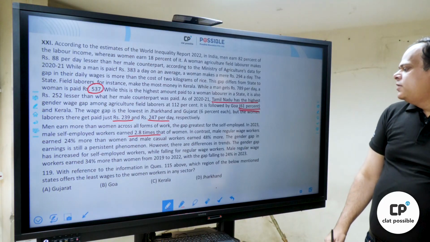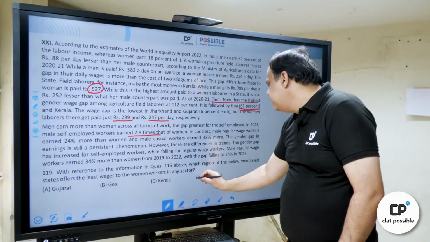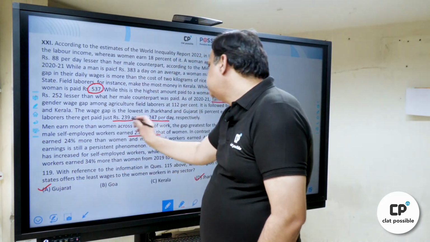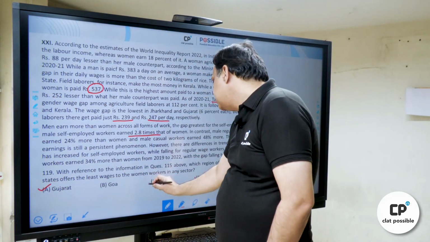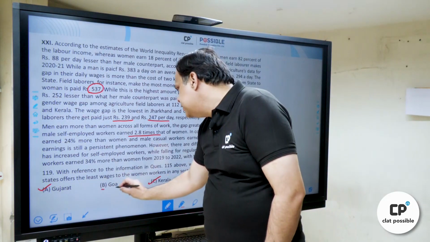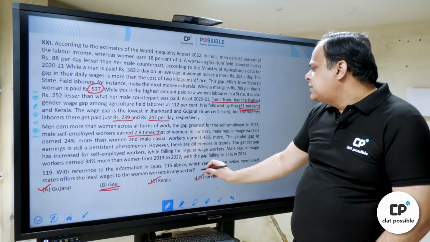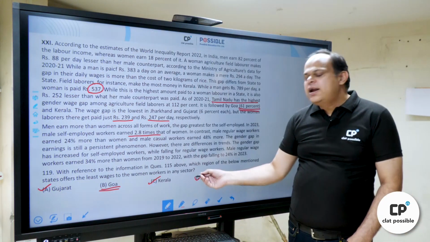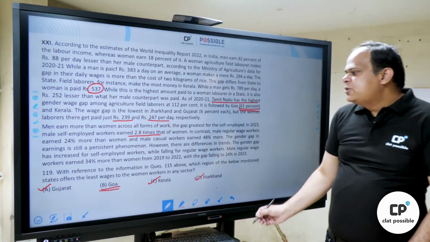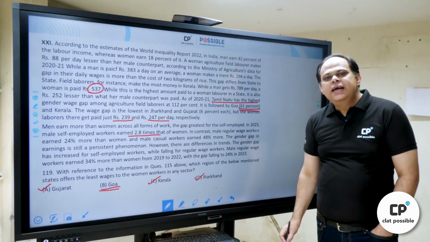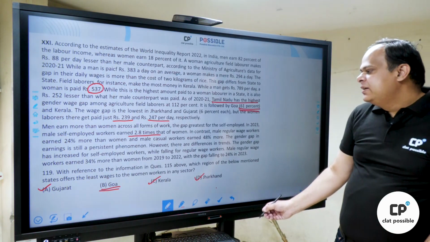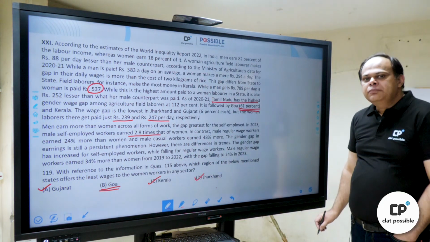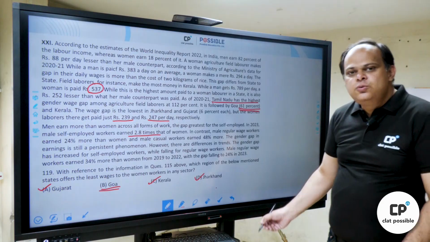Now in this case, what we observe is that the value of Jharkhand is given, the value of Gujarat is given, 239 and 247. Kerala is also given, but for Goa, the data is not there. It asks you to refer to question number 115, whereas 115 is totally unrelated to this question. They should have actually referred to question number 118. So it's a mistake, therefore we cannot give an answer to this question, and we will proceed to the next question.